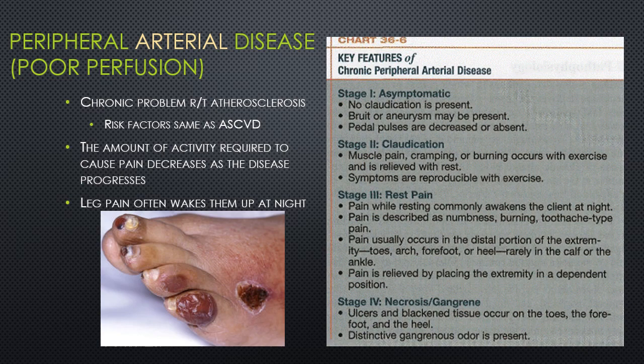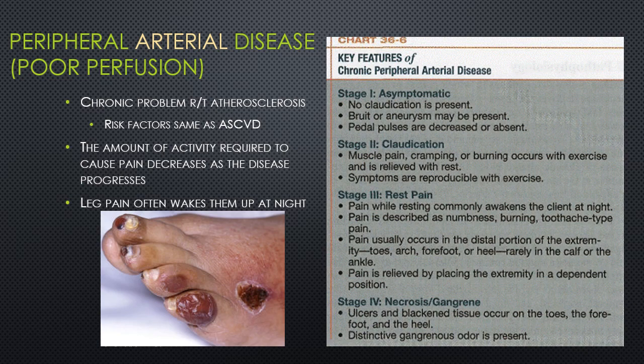In stage 3, they start to develop rest pain, so it'll wake them up at night. So that's a clear indication that we've moved from stage 2, which is the intermittent claudication, to stage 3, which is the rest pain. It's usually in the distal portion of the extremities, the toes, the arch, the forefoot, and the heel, rarely the calf or the ankle.